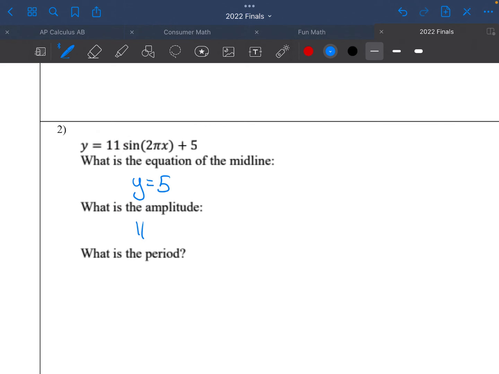And finally, the period is going to be 2 pi over b, which in this case is 2 pi over 2 pi. And you can think of the pi's canceling each other out. 2 and 2 also cancel each other out. That is just equal to 1. Equals 1. And box it.